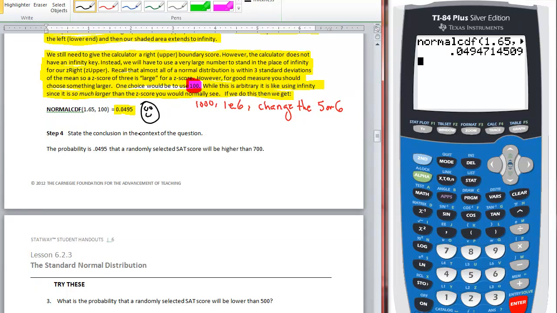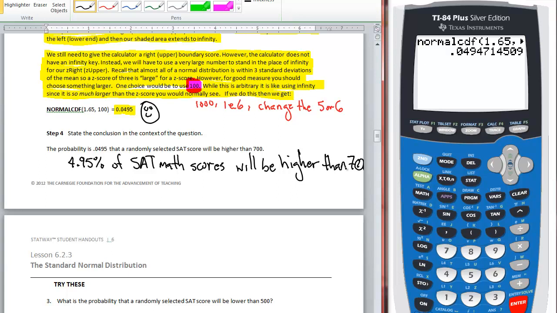So 4, state the conclusion in the context of the question. And again, they're using probability, so let me write it out. 4.95% of SAT math scores will be higher than 700. And there's how you would write it with the percentage. And that makes us happy because we've done all of this stuff before.